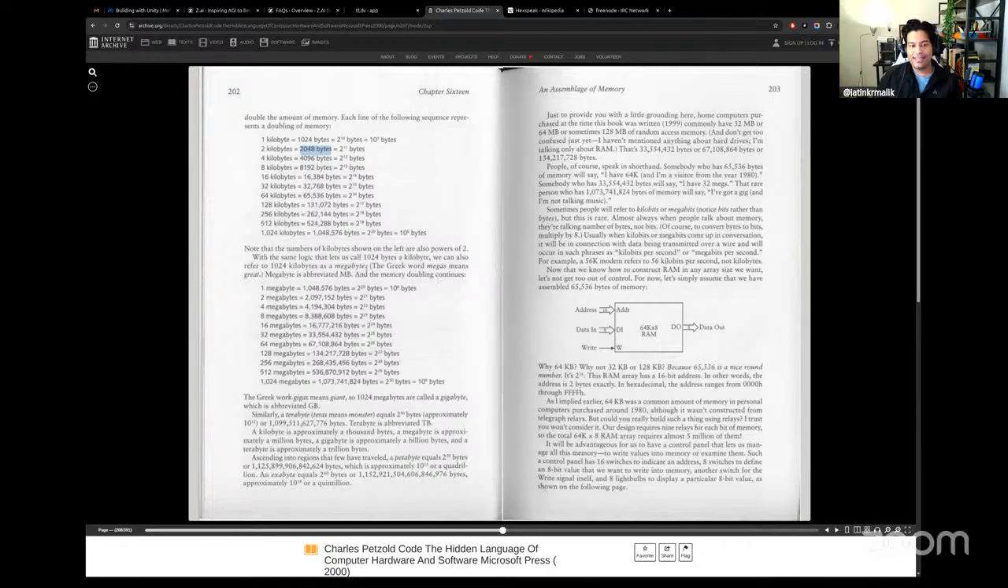With the same logic that lets us call 1024 bytes a kilobyte, we can now refer to 1024 KB as a megabyte. The Greek word megas means great. Mega is abbreviated as MB, and the memory doubling keeps continuing. 1 megabyte is 2 raised to the power 20, and we can go all the way to 1024 megabytes, which is 2 raised to the power 30 bytes. It's fairly trivial now to understand how this whole thing works. When we reach 1024 megabytes, it becomes a gigabyte, referred to as GB. Similarly, there is a terabyte, or TB, where teras means monster, which is equal to 2 raised to the power 40.